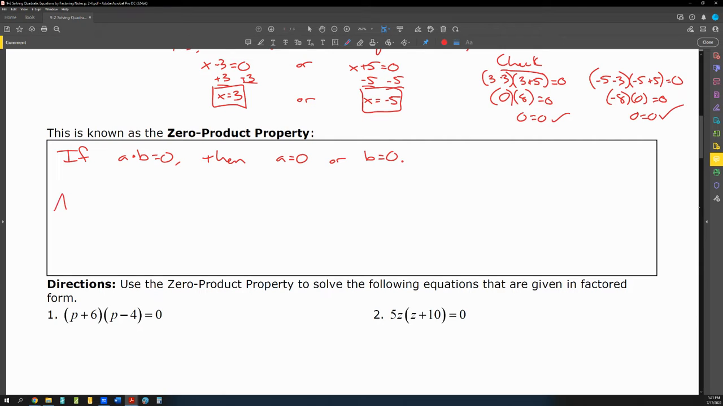In plain language, a product of factors is equal to 0 if and only if at least one of its factors is 0.